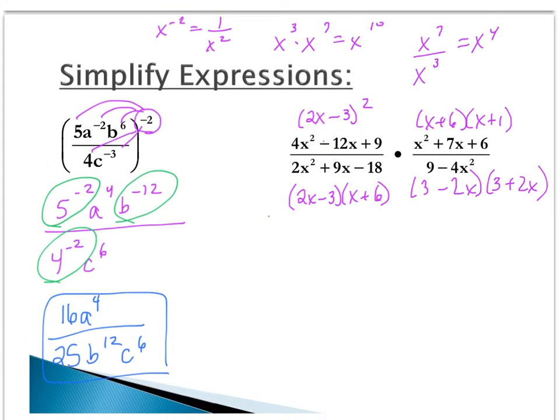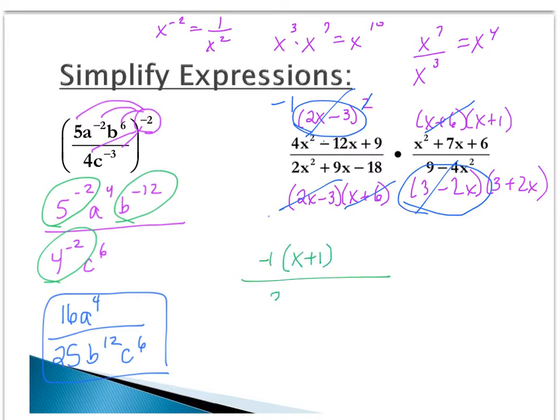After factoring, any factor in the numerator can cancel any factor in the denominator. I see that my x plus 6's will cancel and reduce. One of my 2x minus 3's will cancel. And I can also cancel another one of these if I recognize that they are opposites. So when these two terms cancel, they result in a negative 1. If I rewrite everything that I am left with, what is remaining gives me a negative 1 times the quantity x plus 1 over 3 plus 2x.